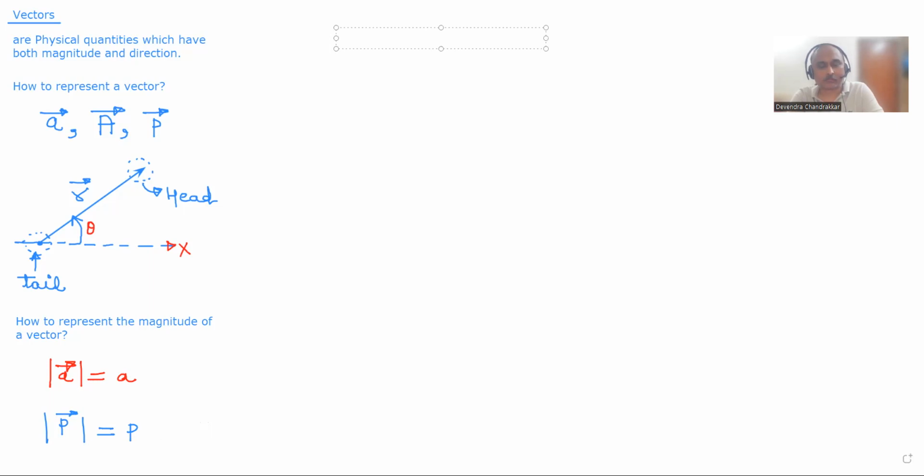Okay. Now comes the question: what is a position vector? It's a vector which represents the position of a particle with respect to a reference point. A vector which represents the position of a particle with respect to a reference point is called a position vector.